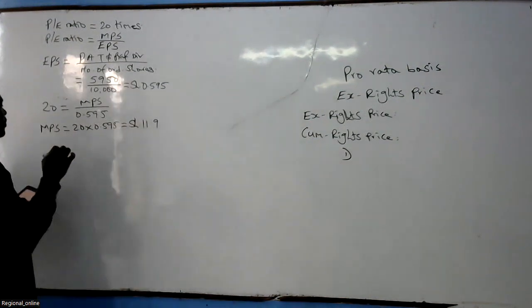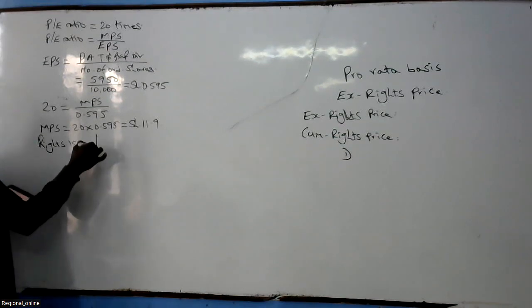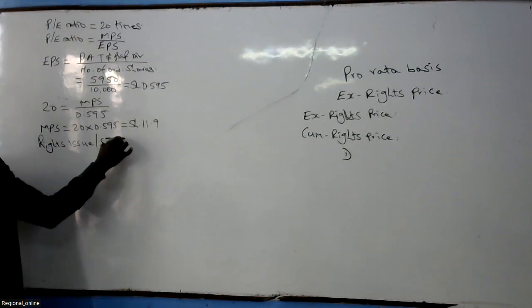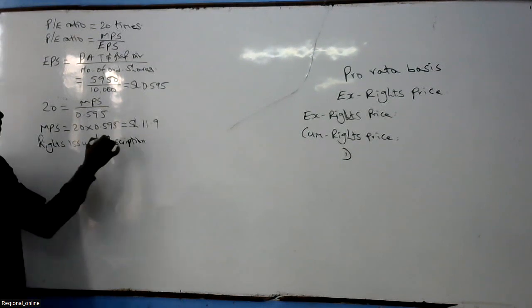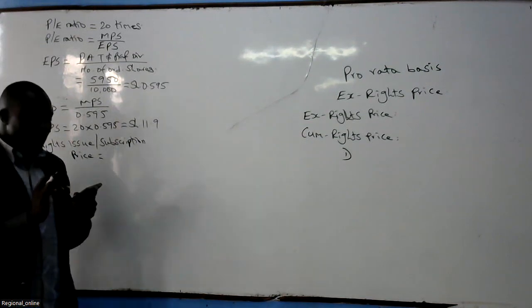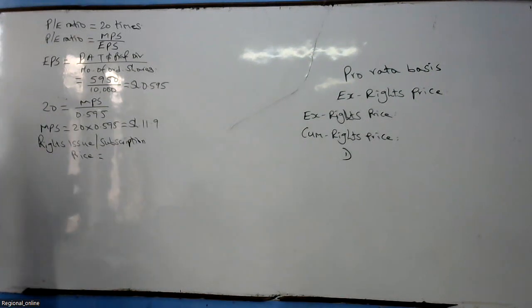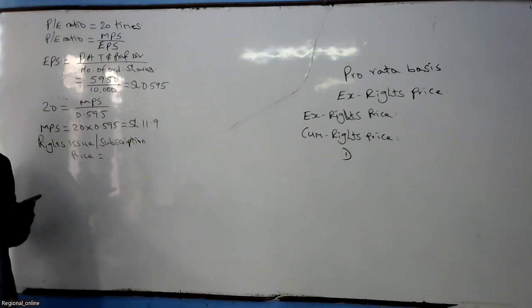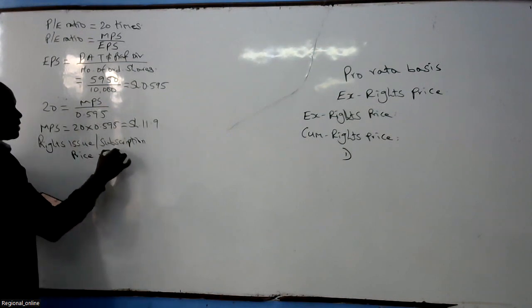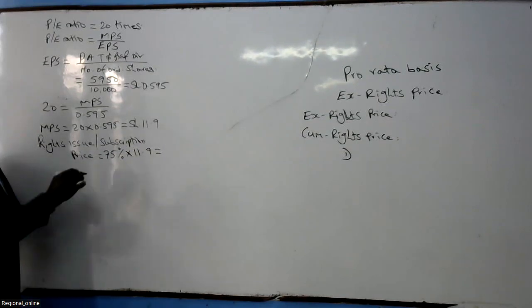And what will be the rights issue price? The rights issue or subscription. They are offering at a discount of what percent? 25%. So meaning, can you say that the price will be 75? Or the 11.9 minus 25%? So 75% of 11.9. How much is that?